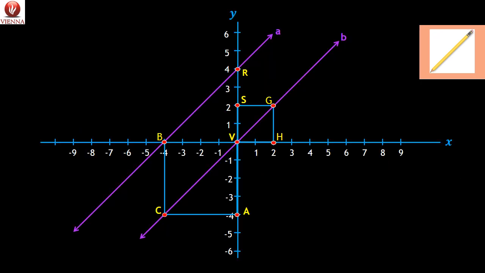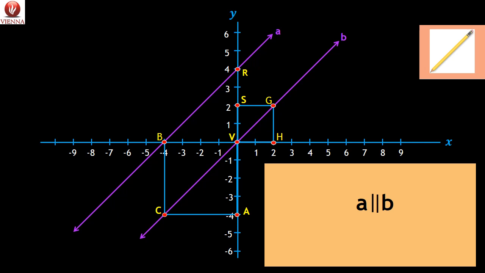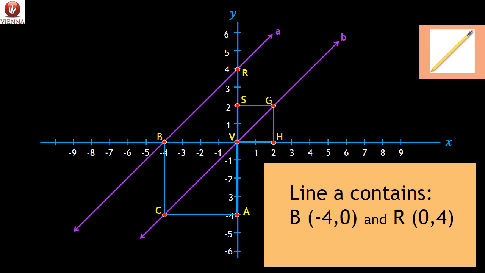Okay, so here we have a standard XY coordinate plane. We're just going to be looking at this for more notation purposes. But if you just take a look at this, you can see you have two lines, one of which is passing through the point of origin V. And the two lines are A and B. Now, if you see an indicator like this with the two parallel lines between the A and B, that's a simple indicator that these lines are in fact parallel. Line A contains point B, which has as its coordinates x equals -4, y equals 0, and point R, where x equals 0 and y equals 4.